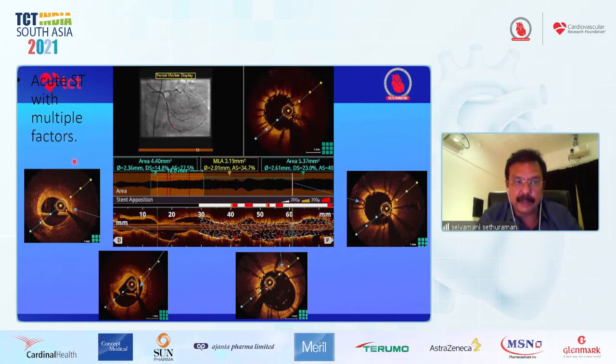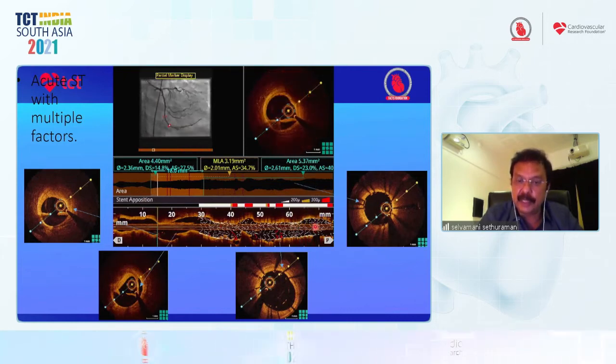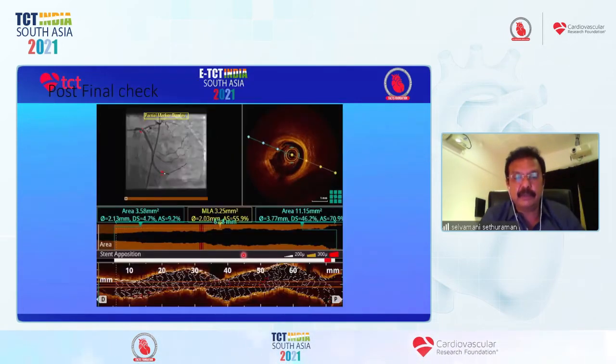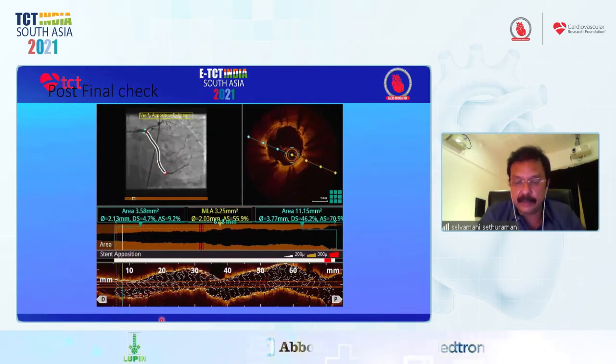So there are multiple reasons. The patient has a major dissection, sheared and compromising the lumen, and the malapposition and underexpansion. All this caused stent thrombosis. So he was treated with another stent there. I covered the distal dissection, with an excellent result.